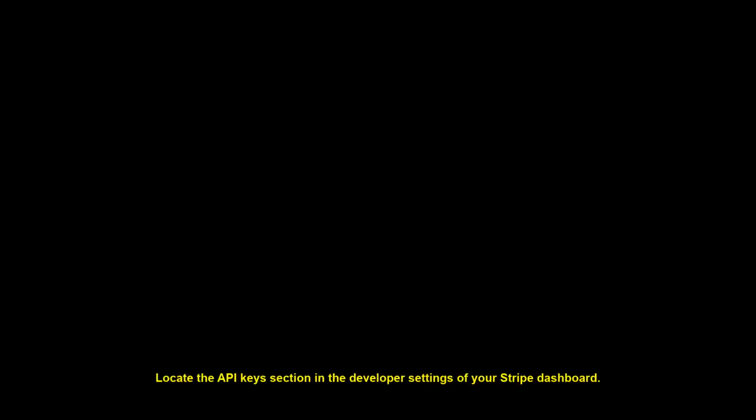Locate the API keys section in the developer settings of your Stripe dashboard. Copy your publishable key and secret key. Return to your Bubble app and paste the publishable key into the respective field in your Stripe plugin settings. Now, paste the secret key into the corresponding field as well.